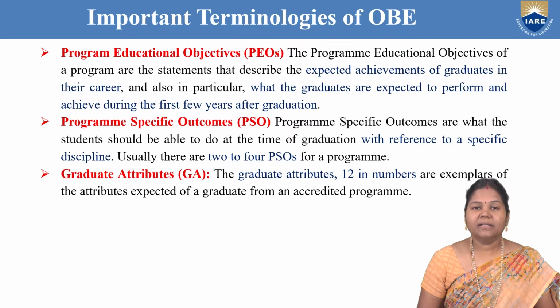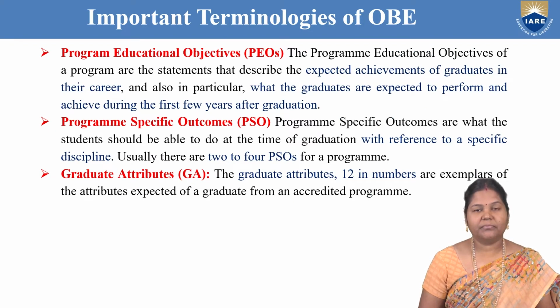Now, there are some other terminologies which are important for OBE. One is called Program Educational Objectives, PEOs. What do you mean by Program Educational Objectives? These are the statements that describe the expected achievements of graduates in their career, and in particular what the graduates are expected to perform and achieve during the first few years of their graduation. So we call this the program educational objective.